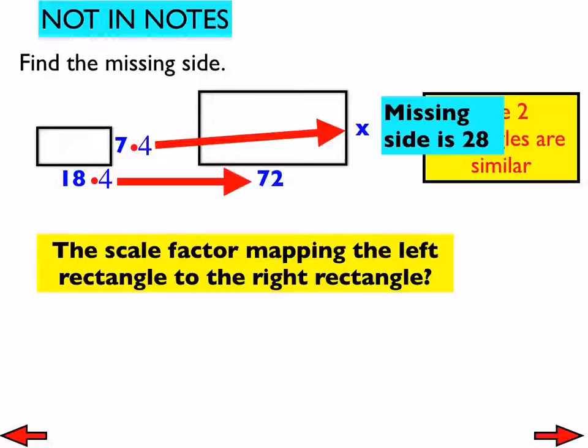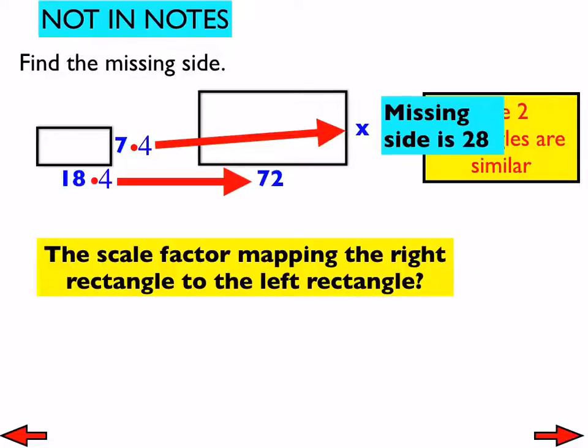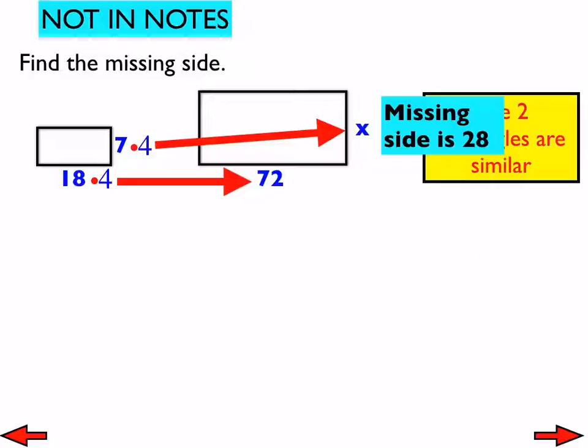And so what that leads us to is the scale factor of mapping the left rectangle to the right rectangle. Since the multiplier was 4, the scale factor is 4. And if we were to reverse the order and map the right rectangle to the left rectangle, of course, that would be 1/4. So when in the homework you are asked for scale factor, you have to pay attention to which direction you're going because it does make a difference.